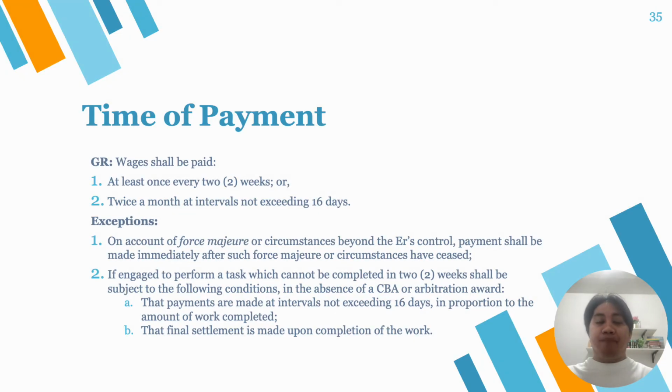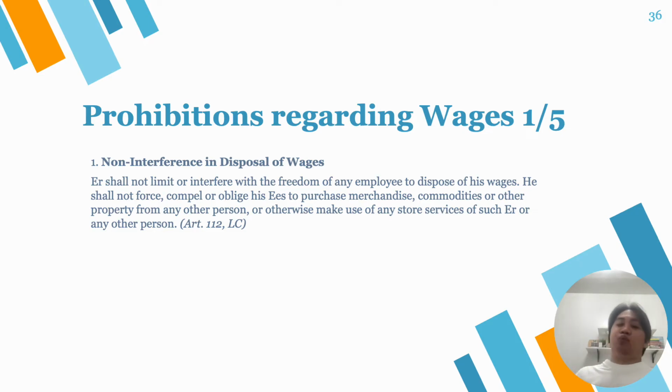Now, provisions regarding wages. First is that there is non-interference in disposal of wages. The employer should not have any say whatsoever on the manner of how the employees will spend their salaries or compensation. The employer shall not force, compel, or oblige the employees to purchase, say, merchandise from a grocery owned by the employer, or commodities or other property from another subsidiary or another company owned by the employer. There should be no control whatsoever.